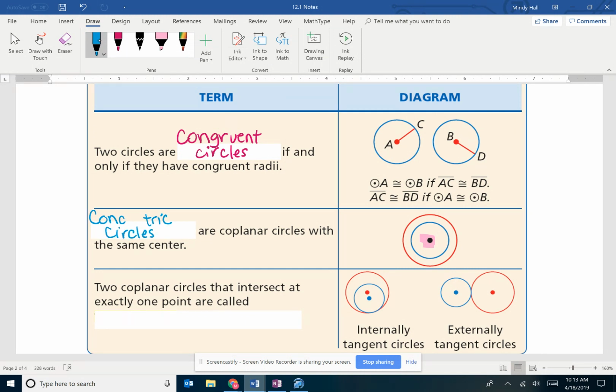My E and N, but kind of funky. There we go. So concentric is when they share that center piece. And then our last one, if we have two circles that meet at a single point, they are called tangent circles.